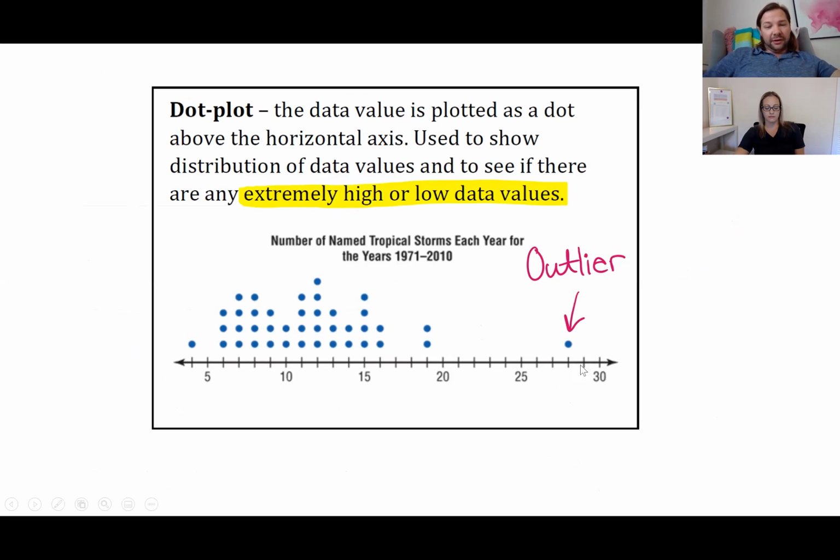And this largest value is what we call an outlier. A year of 28 storms is just ridiculous. Any idea when that happened, Karen? I don't know. Yeah. Okay.